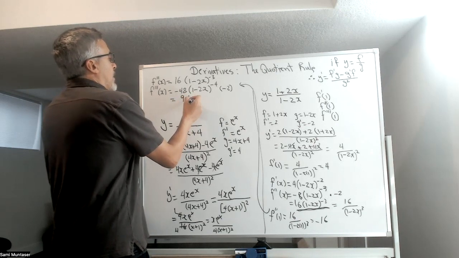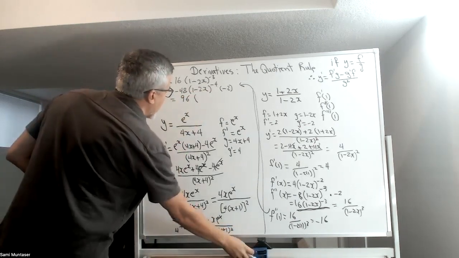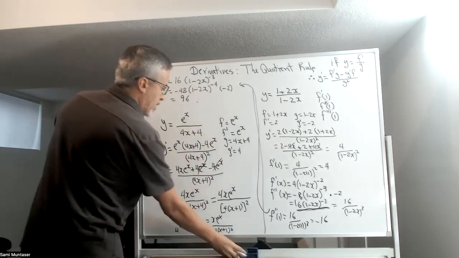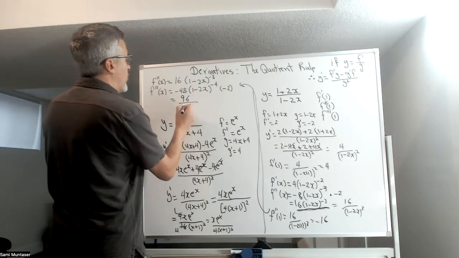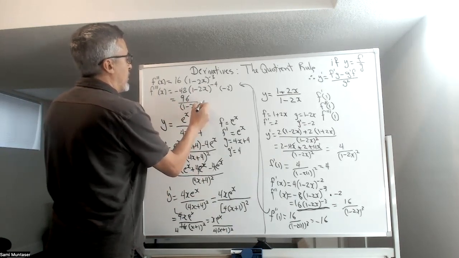And you know what? I'm just going to write the 1 minus 2x to the negative 4, I'm just going to bring it to the bottom so we can save room. 1 minus 2x to the power of 4.